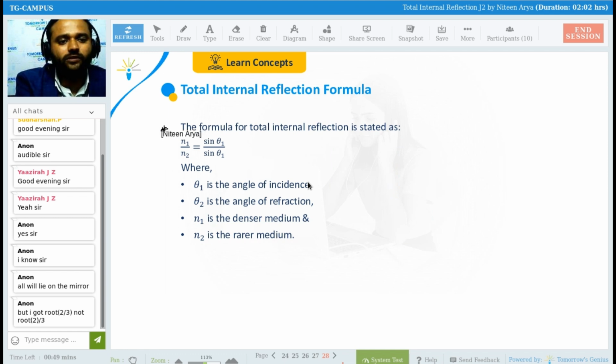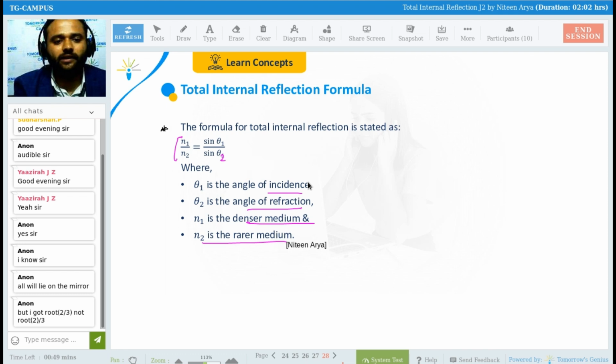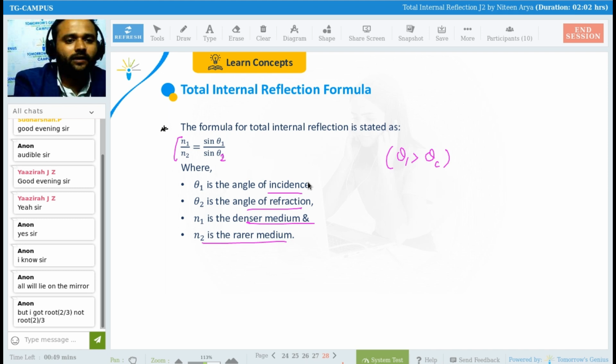So the formula for TIR is nothing but N1 by N2, same as sine theta 1 divided by sine theta 2, sine I by sine R, where theta 1 is the angle of incidence, theta 2 is the angle of refraction, N1 is the denser medium, N2 is the rarer medium. But this theta 1 is always greater than theta c, and theta c is the critical angle. So for critical angle, we have a formula.